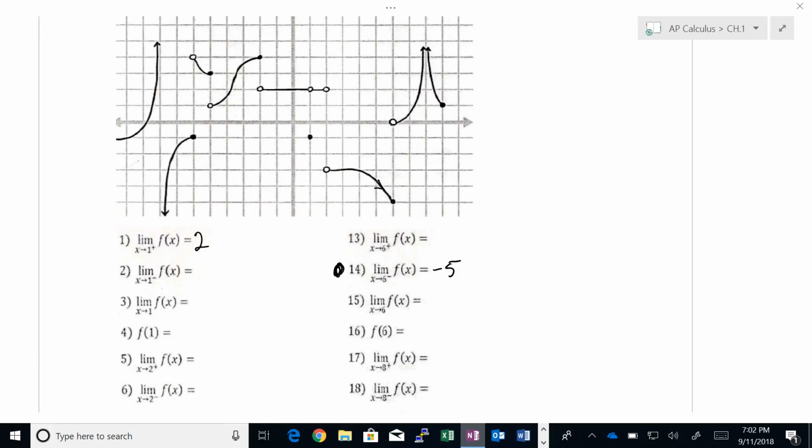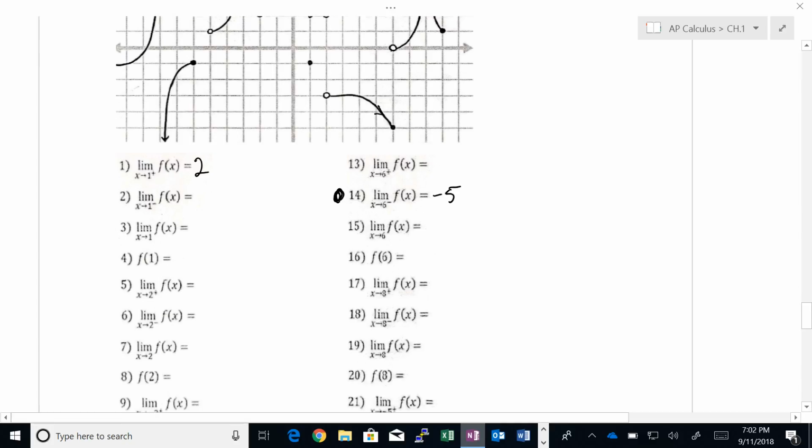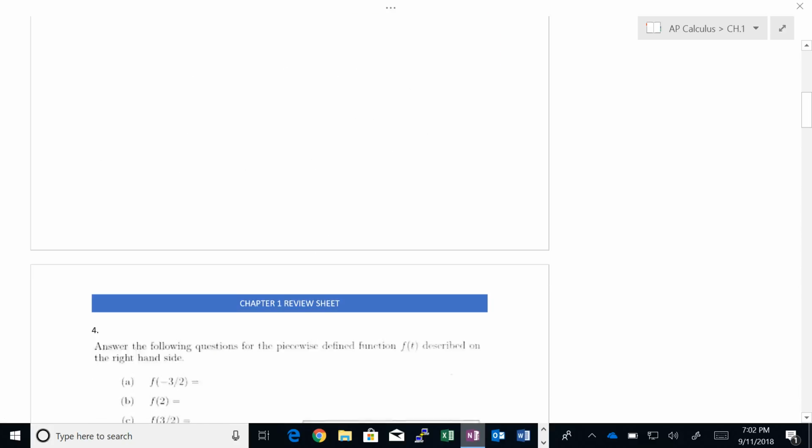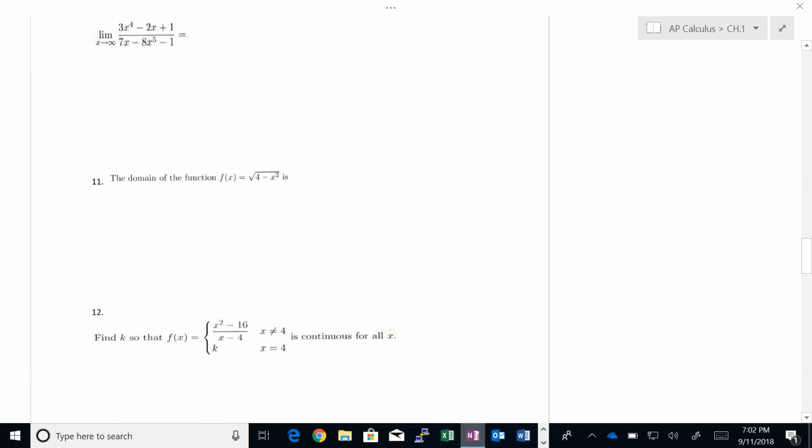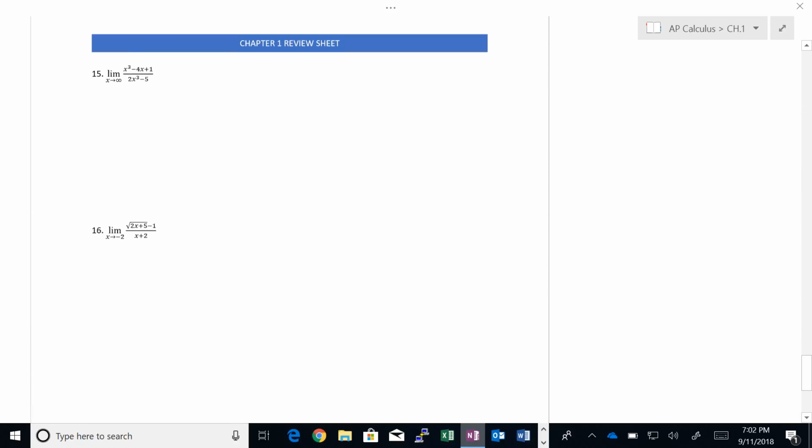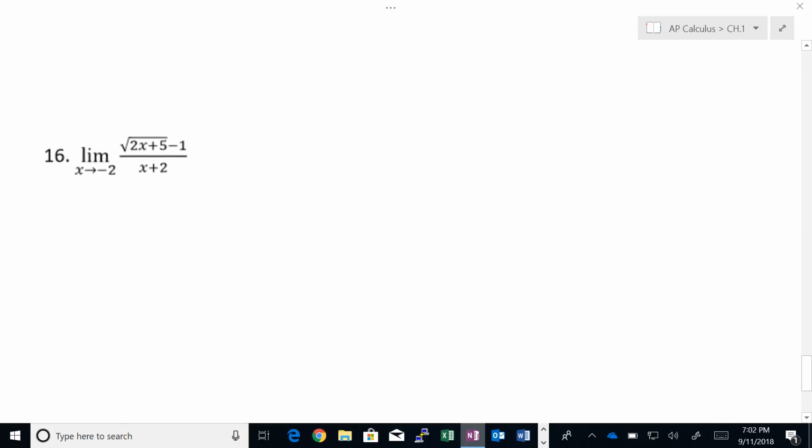Okay, Ariana wants to see number 16. All right, 16. So we notice we can't direct substitute in, and you really can't do any kind of factoring to cancel. So the method to solve this one is going to be to rationalize the denominator, or in this case, rationalize the numerator.